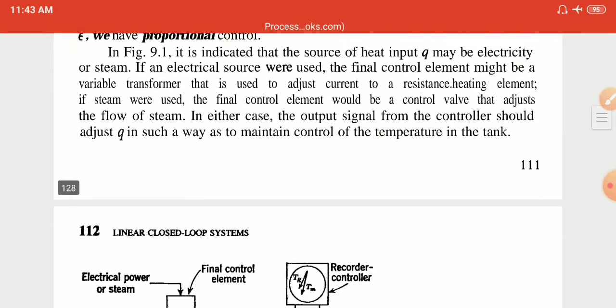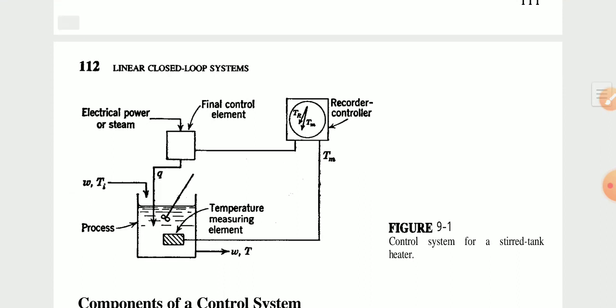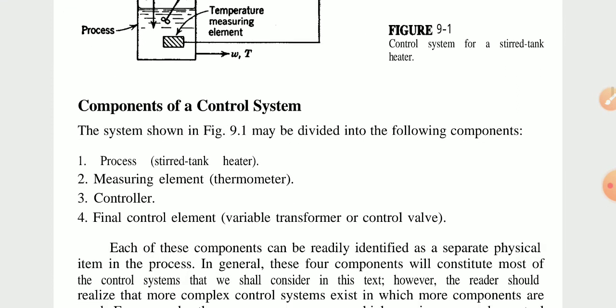Unit number 5. In it we saw the control system for a stirred heater and the components of a control system. There are four components. The first is the process, the stirred heater. Then the measuring element, the controller, and the final control element, which is a variable transformer or control valve.